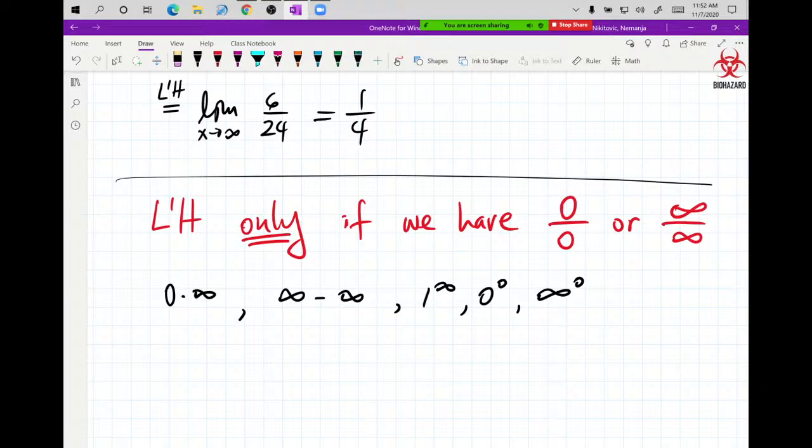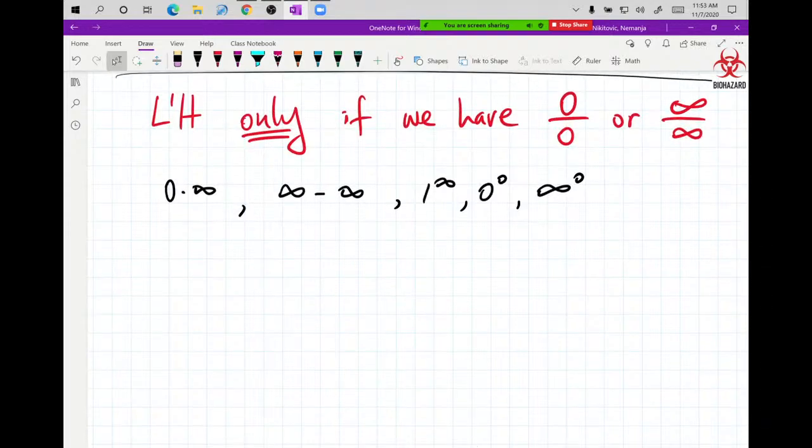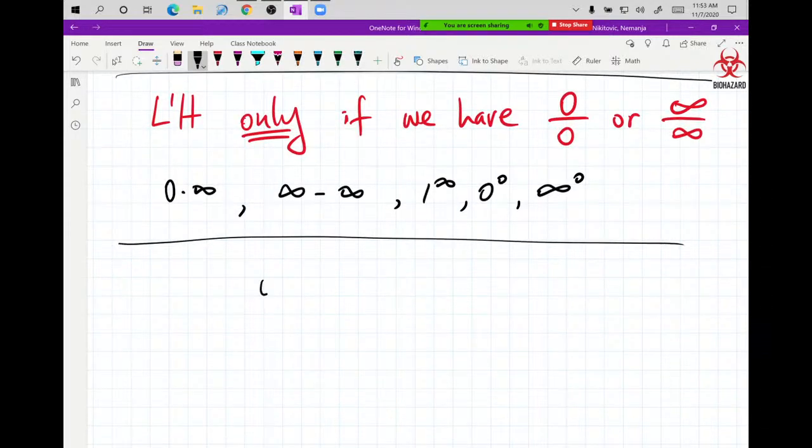So L'Hopital rule is just the tool that we learned that we've seen so far. Now everything outside of that is going to be what we learn, the methods and so on. So let's go and talk about the 0 times infinity case.